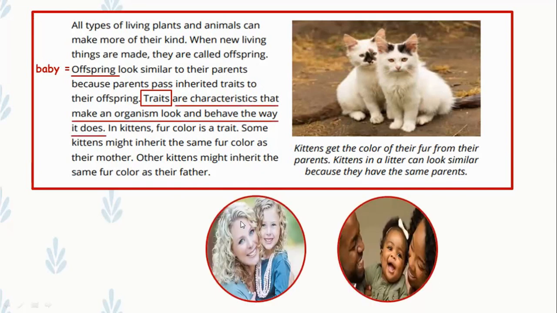And of course, not only the kittens, but also humans pass to their offspring some inherited traits, such as the eye color, the skin color, and the hair color. For example, this girl took her eye color and her hair color from her mother, and this baby girl took her skin color from both parents.